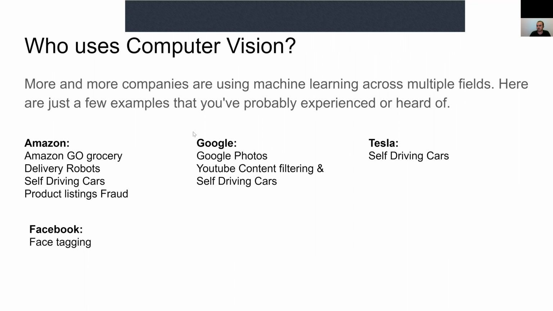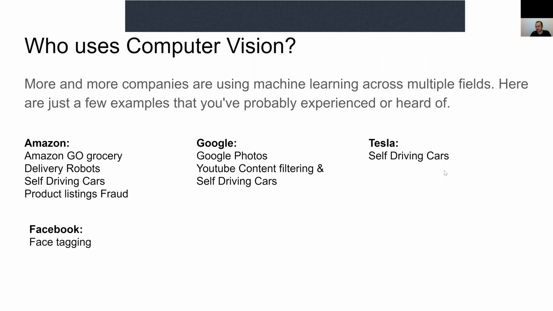And then Google, you've probably seen Google Photos. You could type in dog and it'll find all the photos of the dog that you've taken. YouTube content and filtering: I forget what the amount is, but it's an insane amount of data that's uploaded every minute or hour, and they use computer vision to automatically try to filter that content.